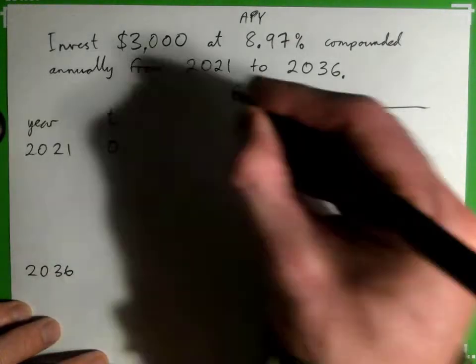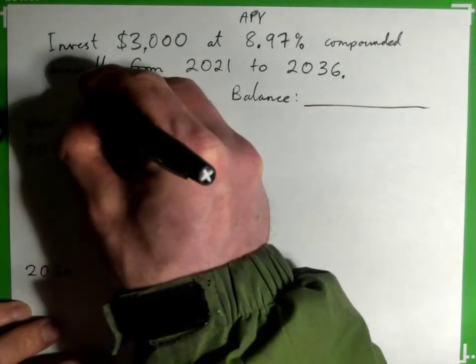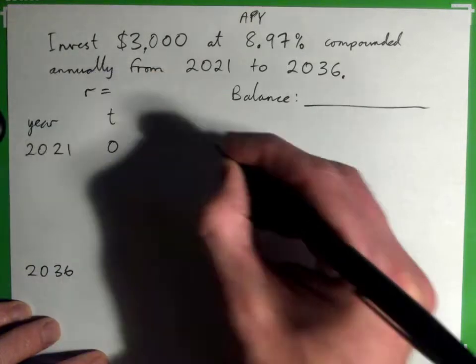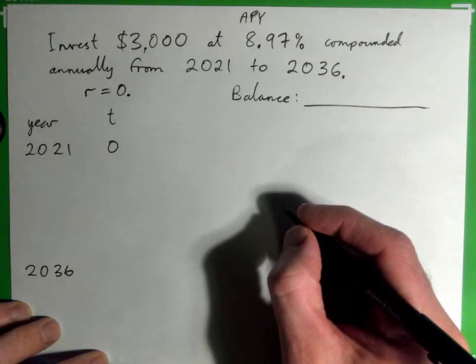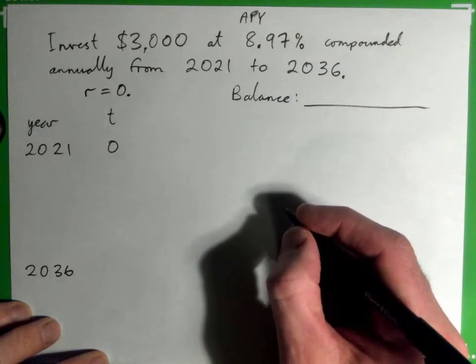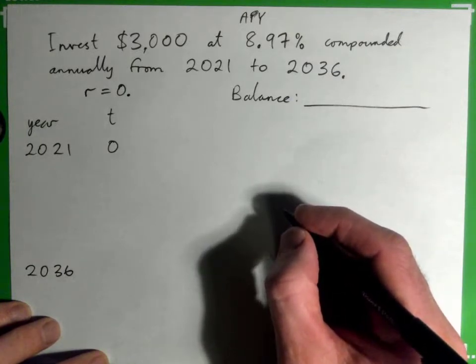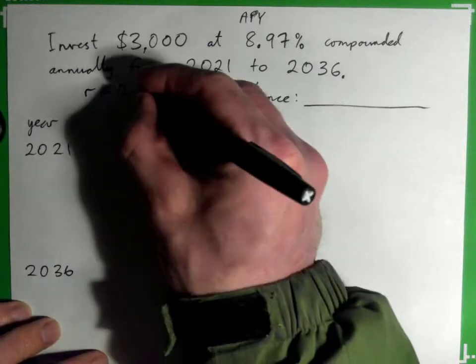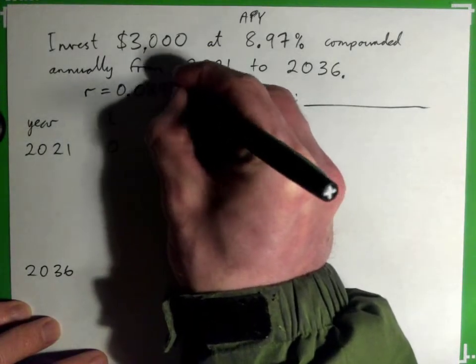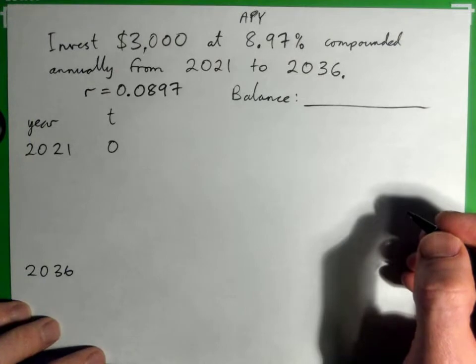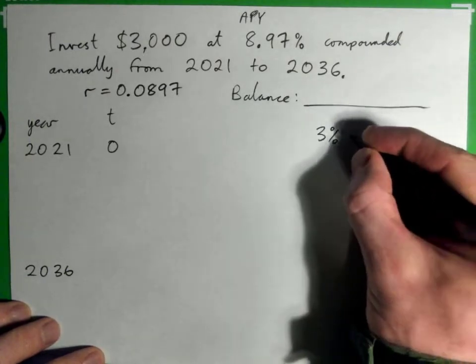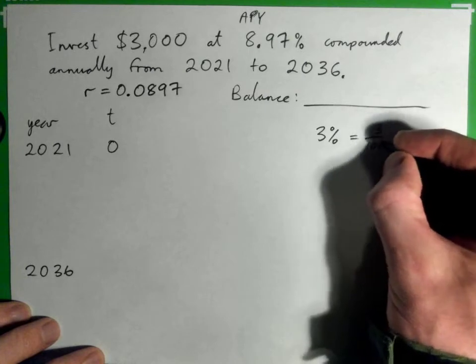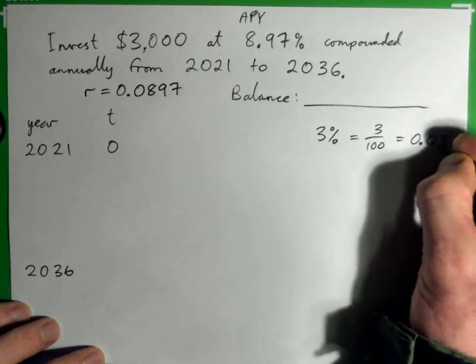And by the way, what's that rate as a decimal? 0.0897. So that's the first thing we have to figure out. It's how to convert a percent to a decimal. So if you take the percent 3%, that's 3 over 100, which makes 0.03.